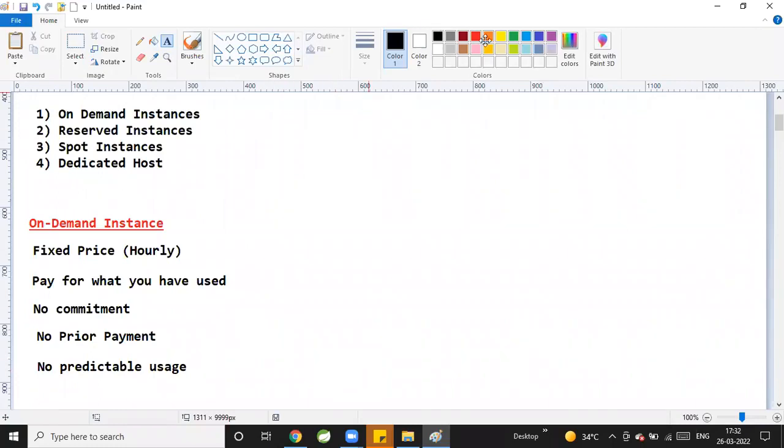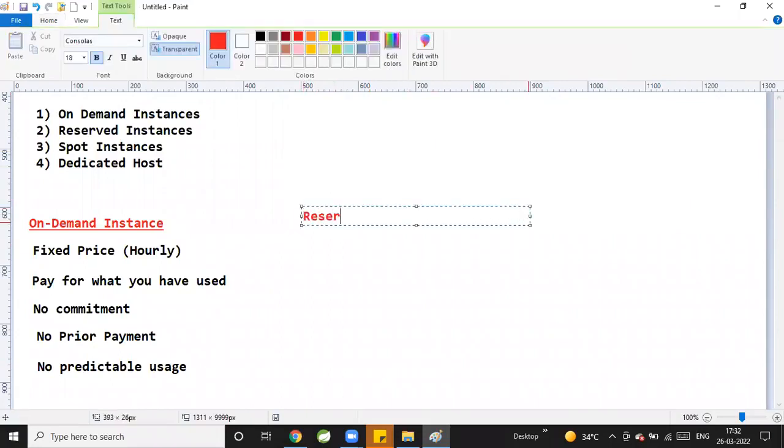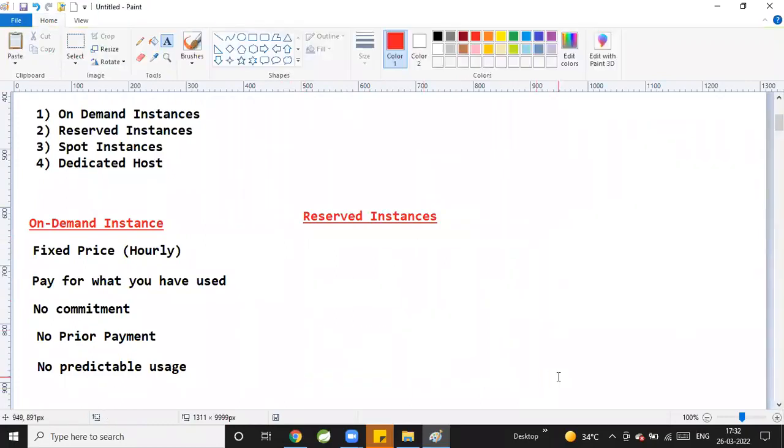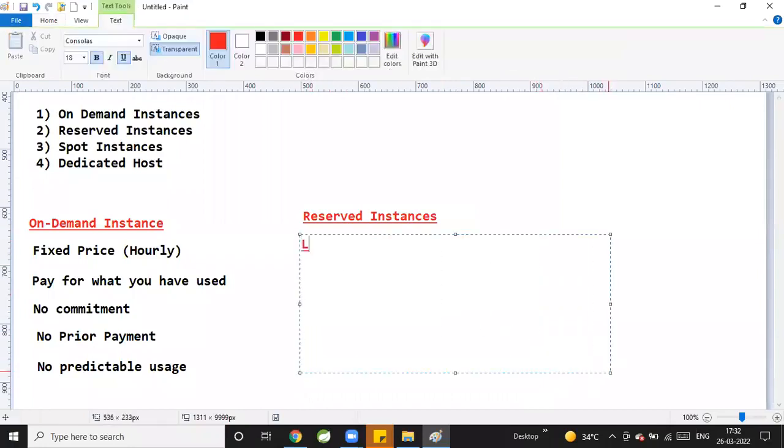There is another concept in AWS, guys, called reserved instances. Can you guess what the meaning of reserved instances is? We reserve it for a long-term commitment. We are going to have a commitment with AWS. I want this instance for a long time, for the next 5 years, for the next 3 years. That means it is like an advance booking.